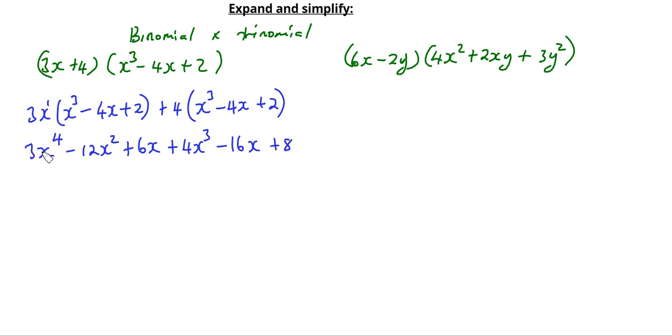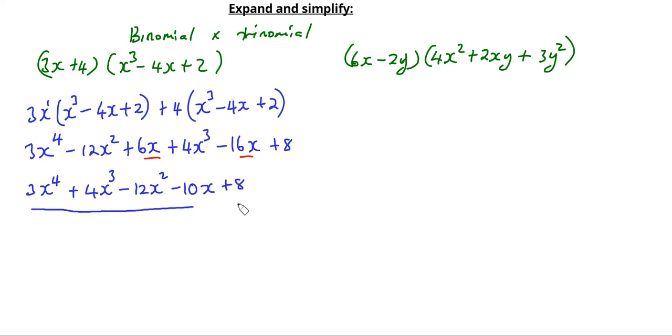Then in this case, do we have like terms? We do have like terms, yes. The like terms here are your x and x. So we drop down the 3x to the power 4, then plus, we can just bring in the 4x cubed, then minus 12x squared. Then 6x minus 16x is going to give us minus 10x, then plus 8. This becomes our final answer.